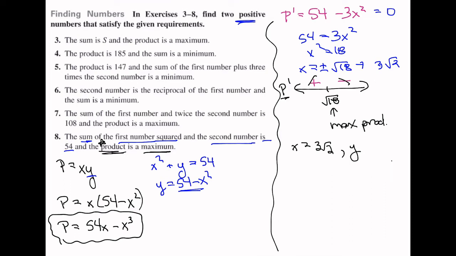So if I'm looking, say, right here, then I get y equals 54 minus x squared. If I think of x right now as the square root of 18, squaring the square root of 18 gives you 18, and 54 minus 18 gives you 36. Okay. So those are your two numbers, where if you take the sum of the first number squared and then the second number, you get a product that is the maximum product. All right. Last page.